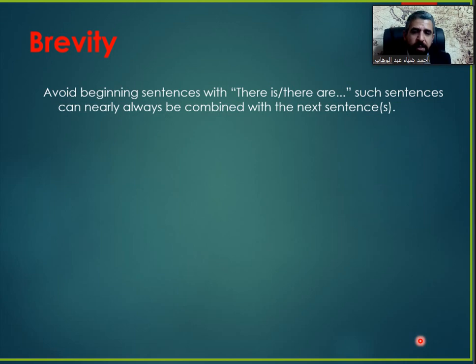We should avoid starting the sentences with there is or there are. Such sentences can nearly always be combined with the next sentence. For example, what do we mean by that? If we say there is a speculated mass in the right upper lung lobe, this mass measured 5 by 4 cm. This finding is suspicious for a bronchogenic carcinoma. We can replace it by a 5 by 4 speculated mass in the right upper lobe suggestive of primary bronchogenic carcinoma. This is a shorter sentence with the same meaning.